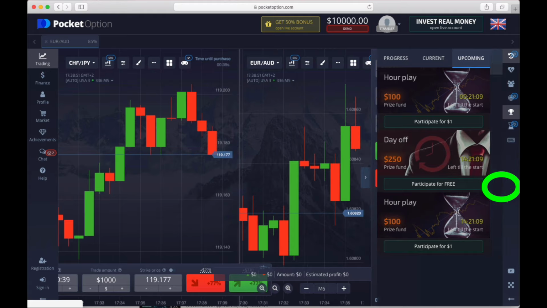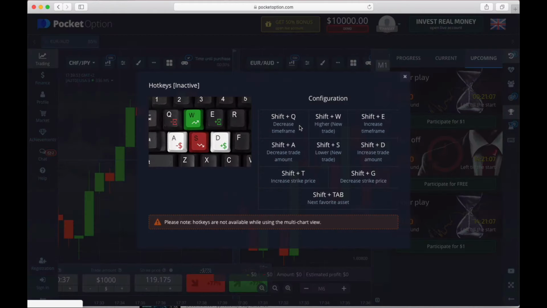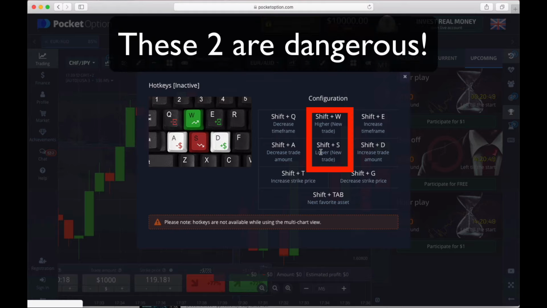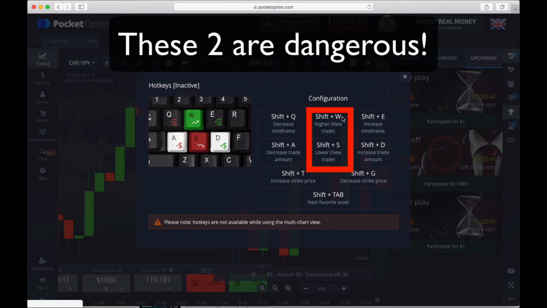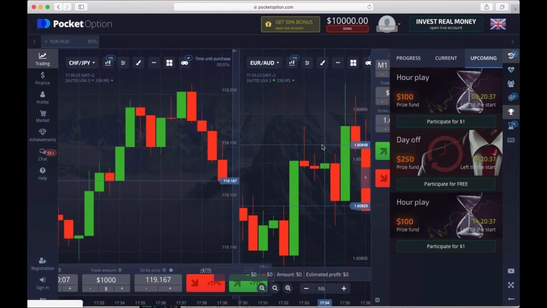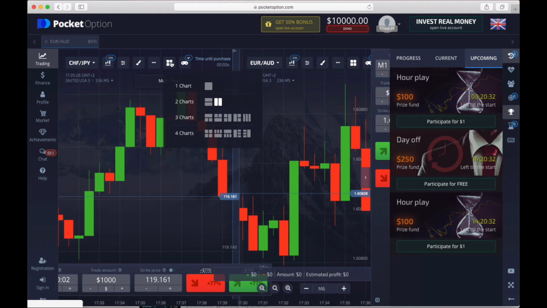Now, there are hotkeys as well. Hotkeys enable you to shift, to decrease or increase the time frame, and increase or decrease the trade amounts, but be sure to know them very well. It's basically the cluster on the keyboard that's like Q, W, E, A, S, D, and it's very important that you know how to do this, because if you accidentally do Shift plus W, you basically get into a trade. So unless that's what you want, you probably don't want to do that.